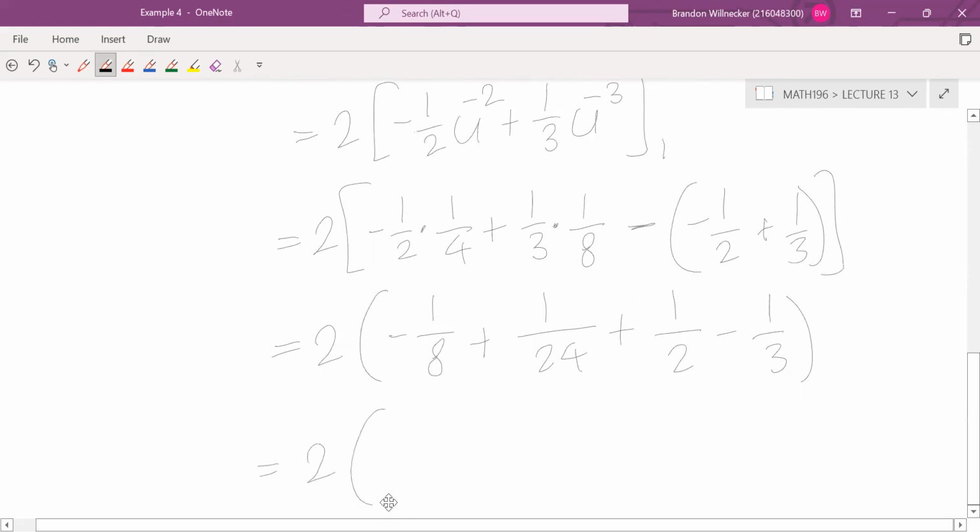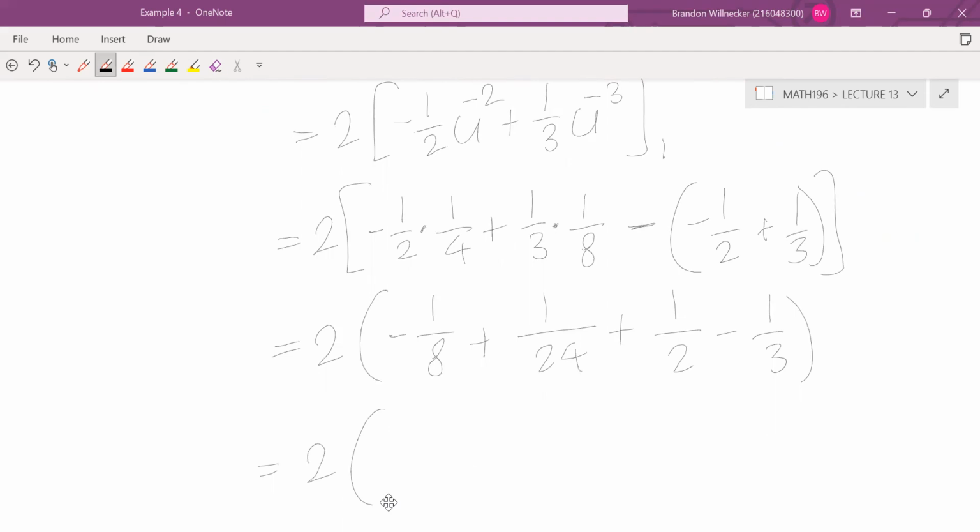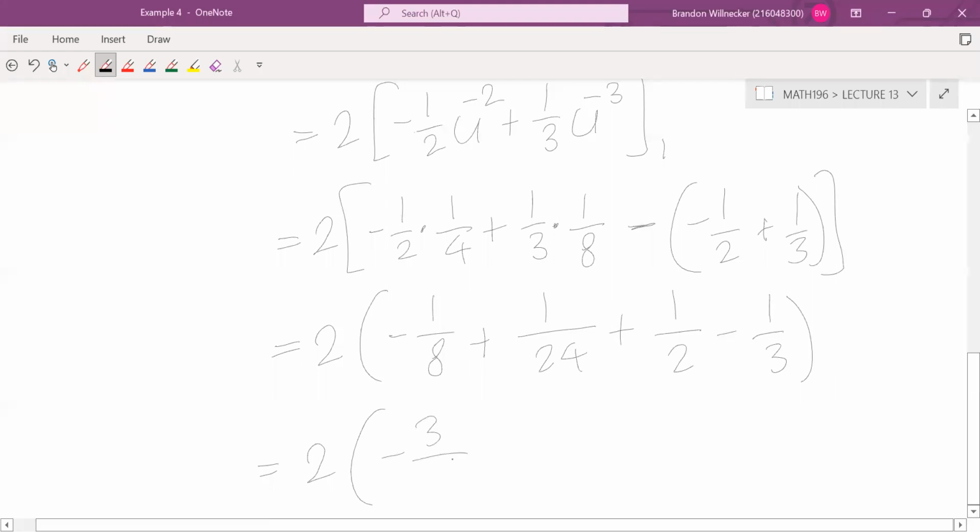If we want to add all of this together, we should have a common denominator. So let's make that 24. So how do we get from 8 to 24? We times by 3. So this is minus 3 over 24, plus 1 over 24, plus 12 over 24, minus 8 over 24.